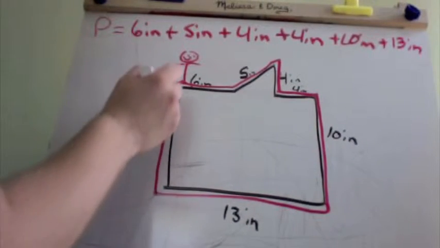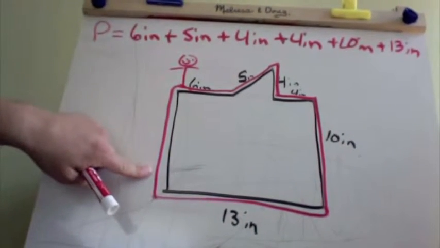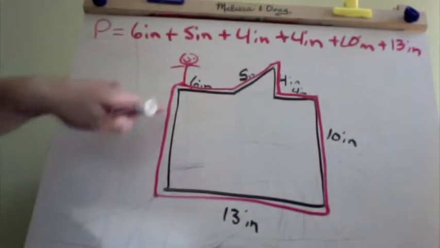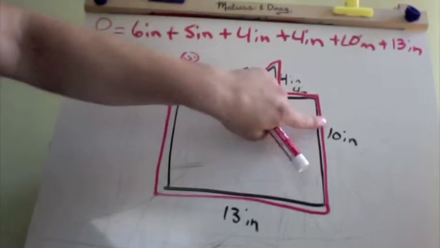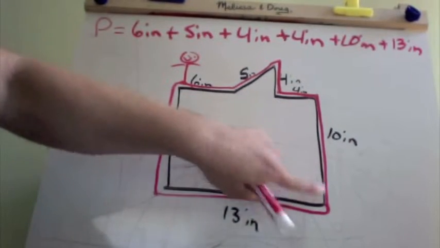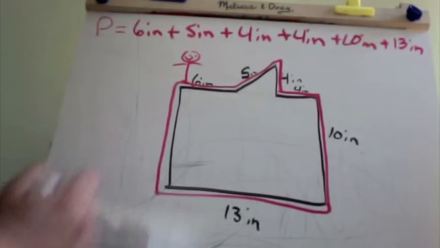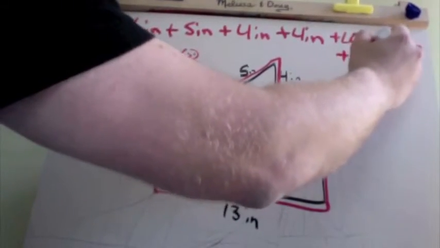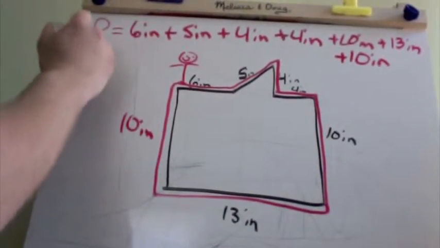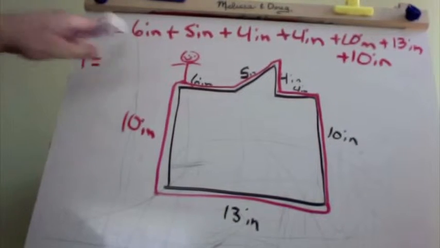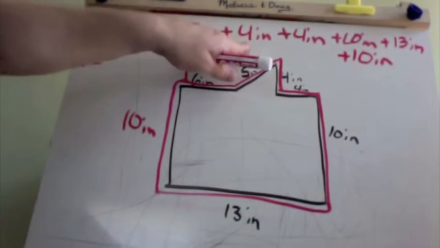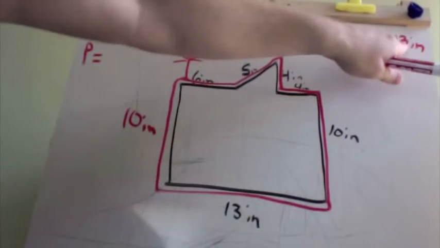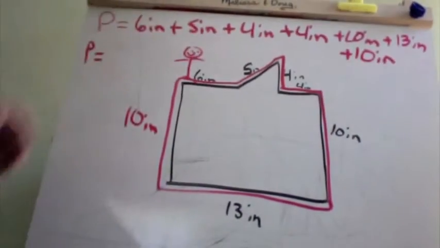And then from here to here. Well, notice there isn't anything written here. So I have to figure out what that is. Well, since this bottom shape is kind of rectangular, we can assume that since from here to here is 10 inches, from here to here is also going to be 10 inches. So we will add another 10 inches to that. So our perimeter is going to be 6, 11, 15, 19, 29, 39, 42, 52 inches.